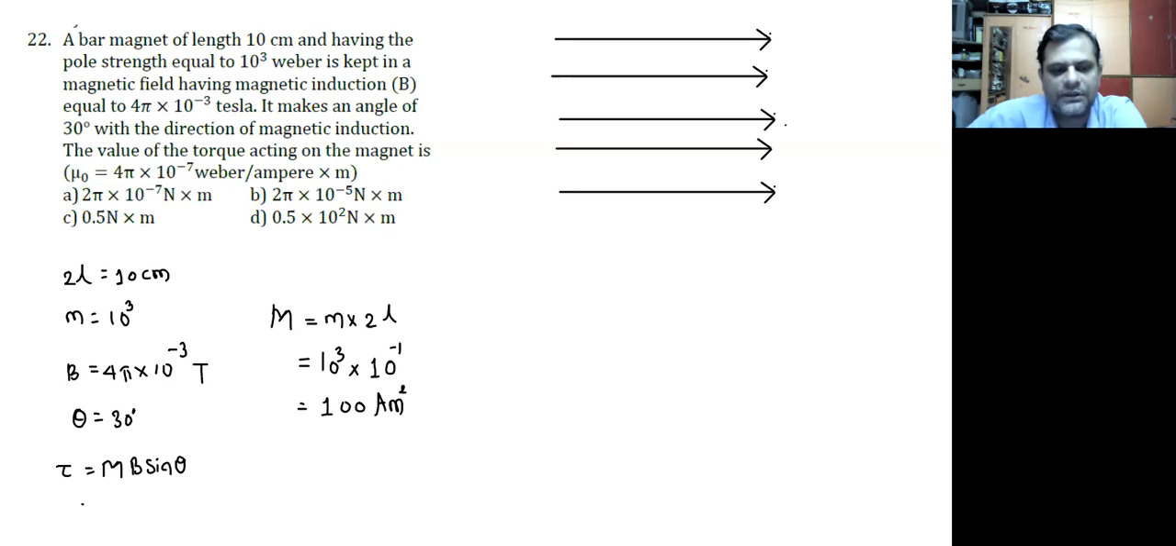And if we just put it here, then we can get this 100 into B का वैल्यू जो कि 4 pi into 10 raised to minus 3 है, और sin 30 जो कि हाफ बनता है, जिसके कारण यहाँ पे ये 2 pi into 10 raised to minus 3 बन जाएगा। तो देखो, 4 pi into 10 raised to minus 3 into 10 raised to 2 becomes 10 raised to minus 1 here, and half, which makes it 2 pi into 10 raised to minus 1. So 2 pi into 10 raised to minus 1 Newton per meter.